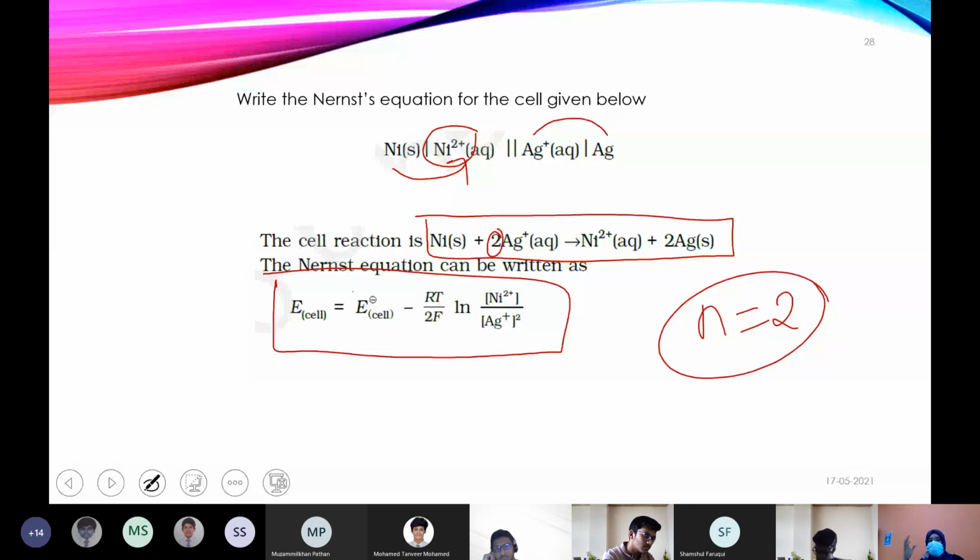And log of the concentration of the oxidized species. Here, the first one we write is the anode. That is how the cell representation goes. And secondly, what we write is the cathode. Always, what we write first is the anode and the second electrode will be the cathode. So the anode will be oxidizing. So the oxidized species comes in the numerator, and the concentration of the species undergoing reduction goes in the denominator.